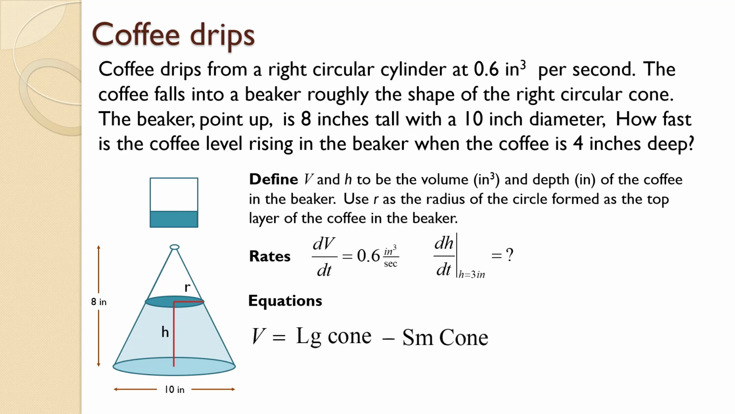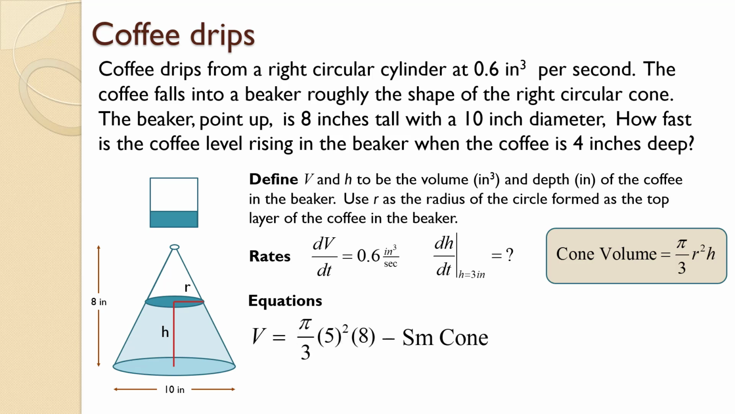Now for some equations. To find the volume of the liquid in the beaker, I'm going to find the difference of two volumes, the large cone and the small cone. Remember, this is the formula to find the volume of a cone. It's 1/3 the height times the base, which is pi r squared. So it's pi over 3 r squared h. So the volume of the big cone, since the height is h and the radius is 5, would be that. And the volume of the small cone, well, the height would be 8 minus h. The radius is the unknown r. So we get that for that volume.